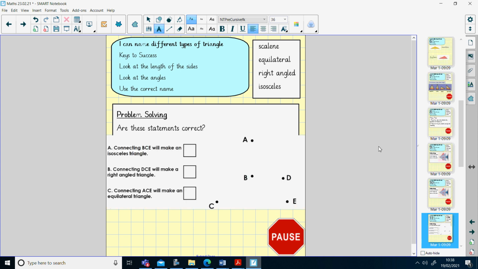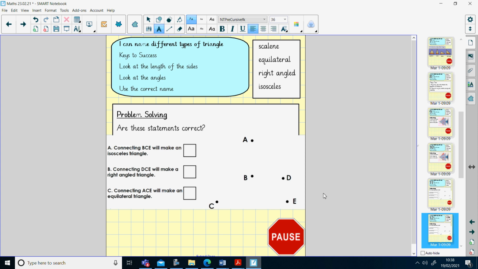Okay, another problem solving question for you now. Are these statements correct? So I'd like you to pause the video and have a go at working out which of these 3 statements is correct. So it's about drawing some lines. The statement here says that B, C and E will make an isosceles triangle. So if I was to draw a line from B to C, from C to E and then join them up to make a triangle, will it be an isosceles triangle? And then the other 2 statements are really similar but using different dots. Pause the video for me and remember you're working out whether A, B and C statements are true or false.